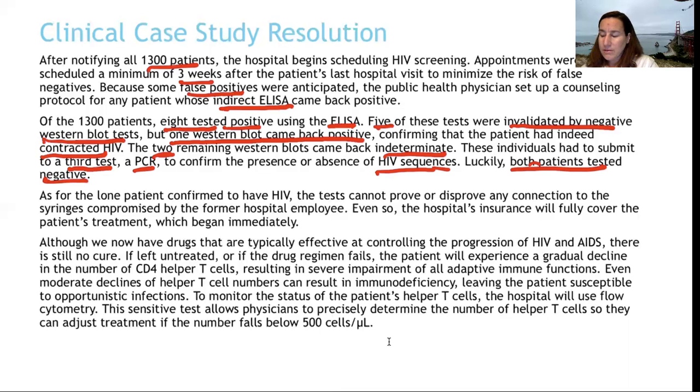Okay, so out of our 8 indirect ELISA tests, 5 of them got thrown out when we did the Western blot. 3 of the Western blots were iffy. 1 of them was definitely positive. So we know 1 patient out of the 8 is positive. 2 we weren't sure about, so we ran a 3rd test, PCR, to look directly for the HIV genome, and they did not find any, so they were negative. So 1 person out of the 1,300 patients since they started testing was determined to be HIV positive.